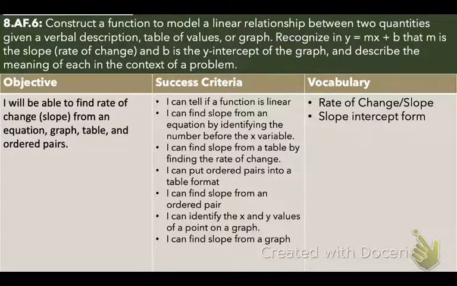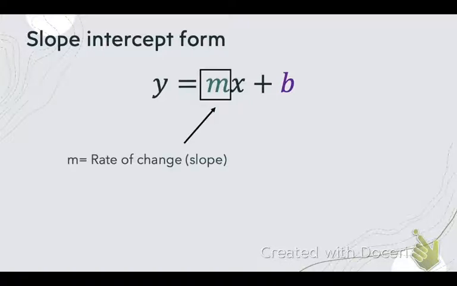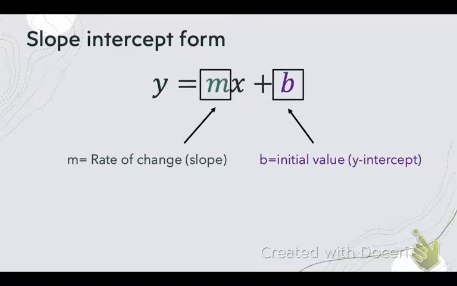So our slope-intercept form is the equation y equals mx plus b. Write this in your notes. Where m represents the rate of change or slope, we can use both of these words, and b represents the initial value or the y-intercept. Write both of those words.